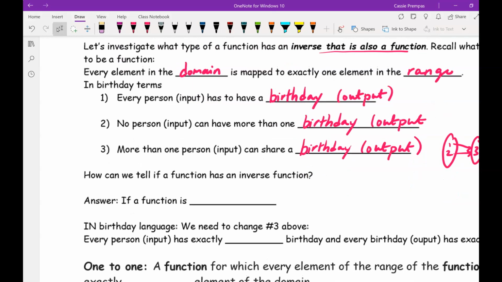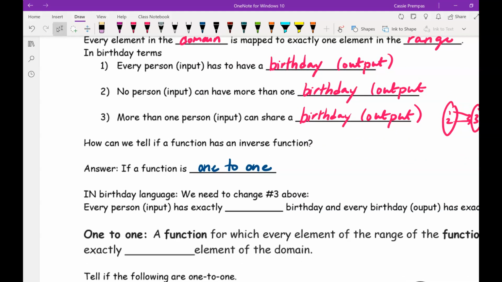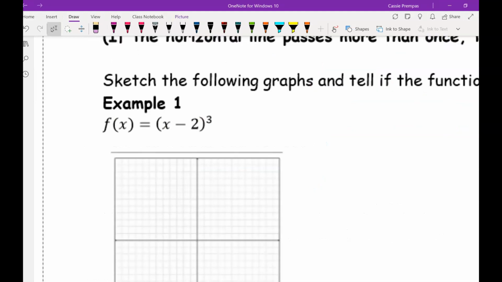Okay, how can we tell if a function has an inverse function? Here's the answer. In math terms, we would say if a function is 1 to 1. What does that mean using our birthday language? That would mean that we would have to change number 3 above. This can no longer happen.